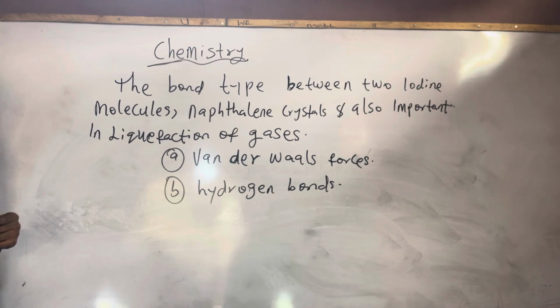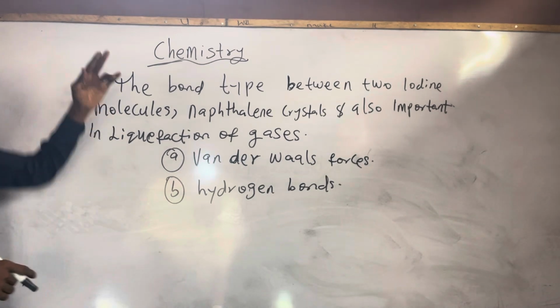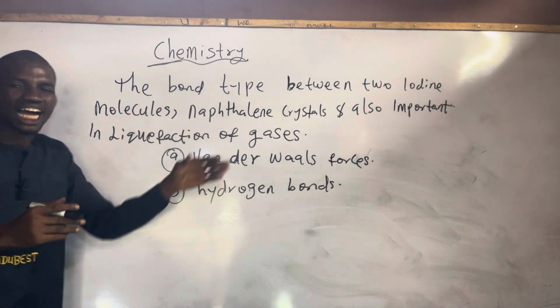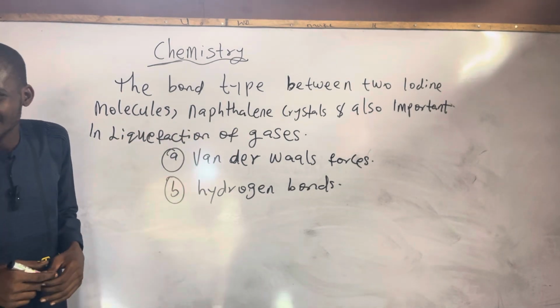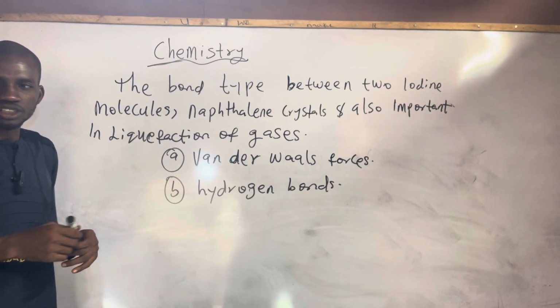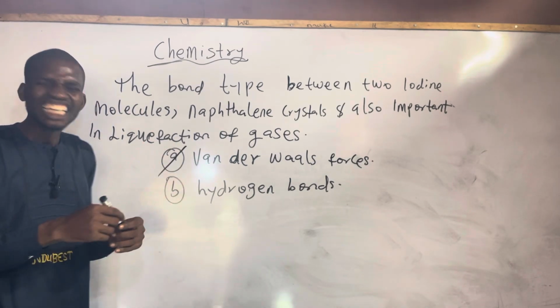JAMB question going on. They will ask you the bond type between two iodine molecules, naphthalene crystals, and also important in the liquefaction of gas. The bond is called dash. The answer is van der Waals forces.